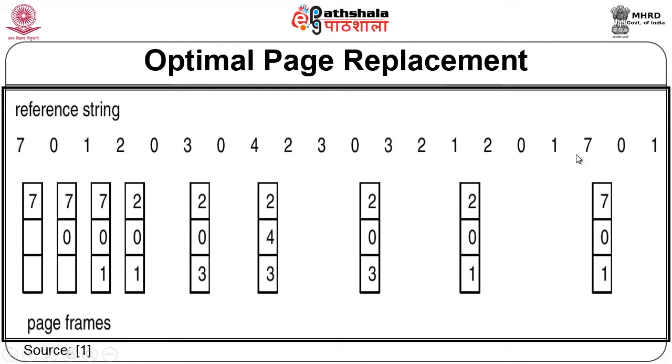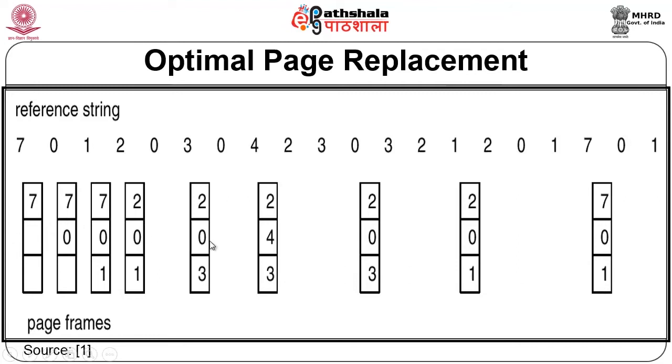Then page 7 is not here. There is no free frame. So, you need to choose 1 of 2, 0 and 1 to bring this 7 inside. Of 2, 0 and 1, 0 will be referred to, 1 will be referred to and only then this 2 is referred to and hence 2 is removed and 7 is brought in. And for the next reference 0, it is a hit, it is present in memory. For the next reference 1, it is also present in memory.